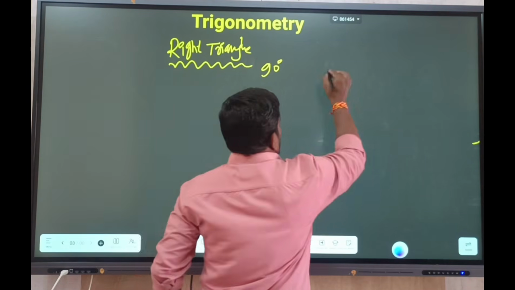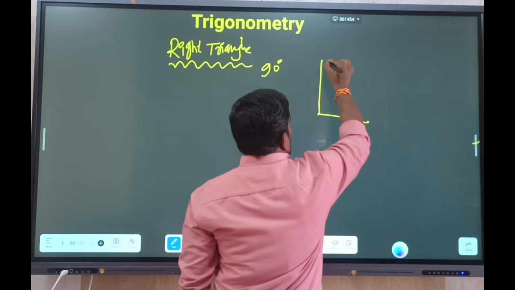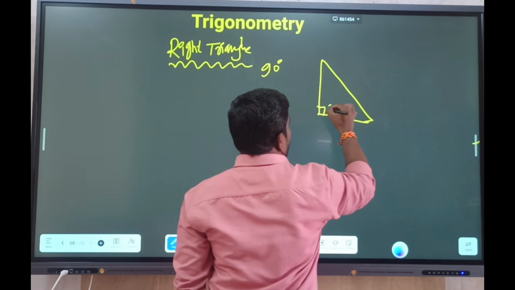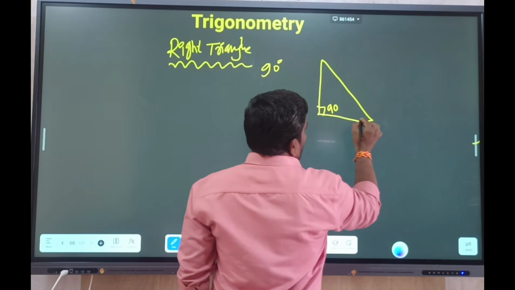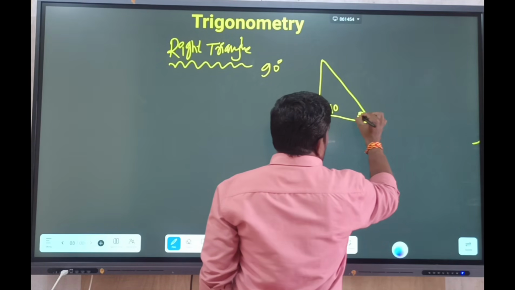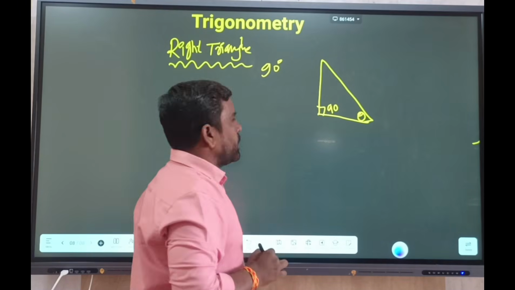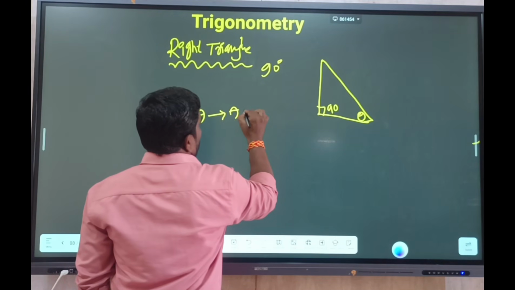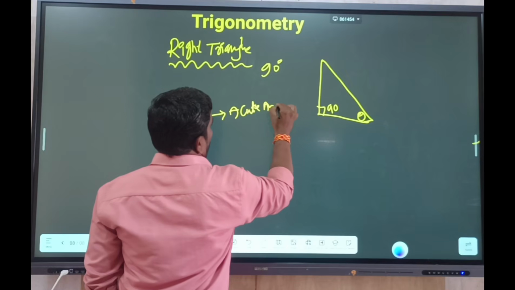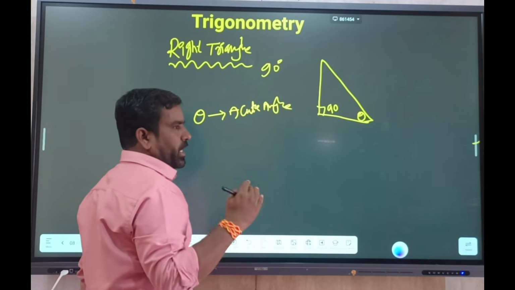So now I am drawing the right triangle here. So this is a right triangle, here 90 degrees. So this is exactly a right triangle. Here now I am taking theta. Theta is nothing but an acute angle, or any angle. Not only an acute angle, it can be any angle.